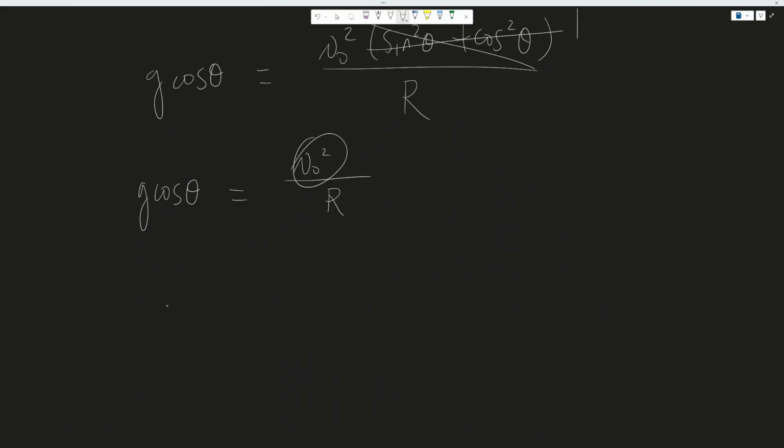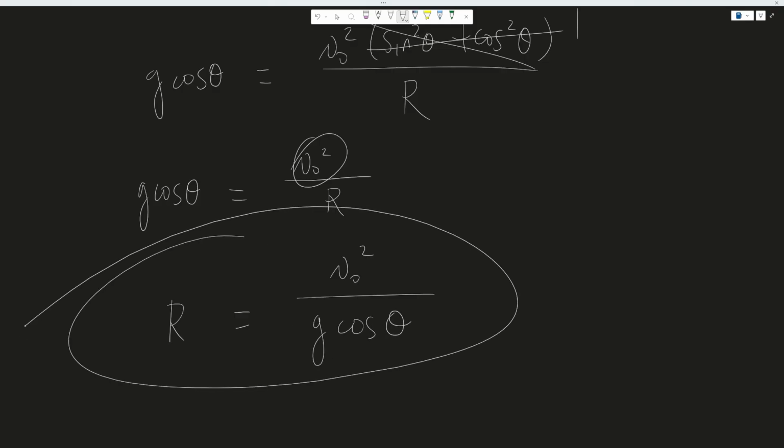So what is R here? Well, R just becomes V naught squared over G cosine theta. And that is our answer to part B.